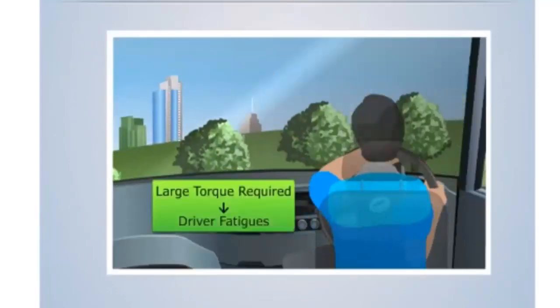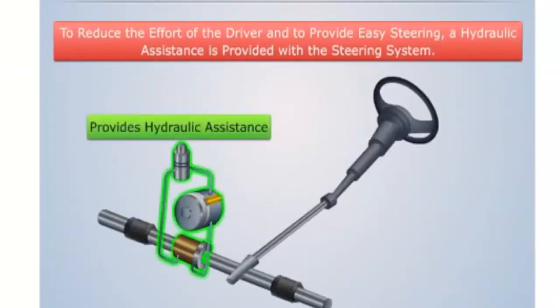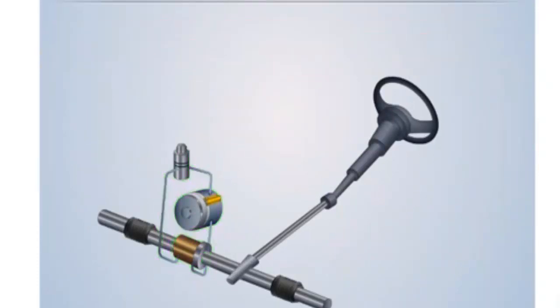For medium and large vehicles, this becomes very fatiguing, as a very large amount of torque is required for steering. To reduce the effort of the driver and to provide easy steering, a hydraulic assistance is provided with the steering system. This hydraulic setup, which assists the driver in steering easily, is known as power steering. Now let's understand it in brief.